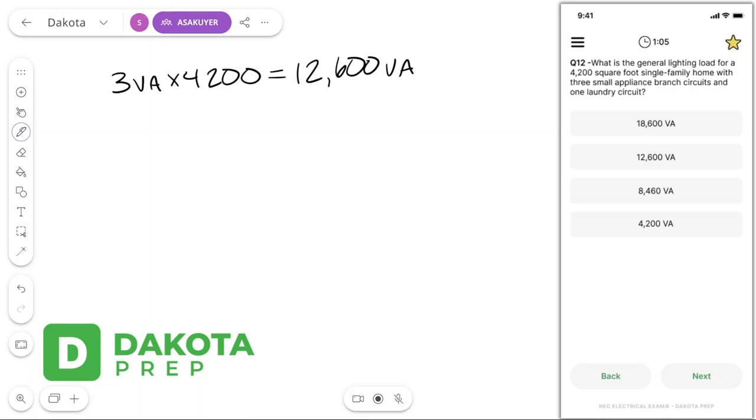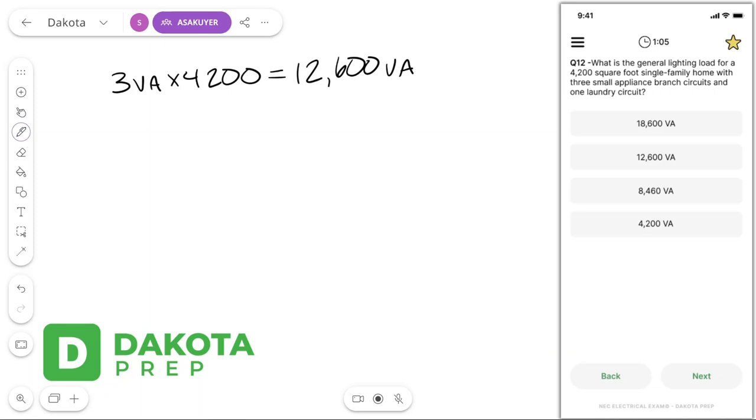But if we look at 220.45, it tells us you don't need all that. The first 3,000, we need 100% of that. But any load that we have beyond the 3,000, we only need to account for 35%. What they're really saying is, we know you're not going to have all those lights on, and you're not going to be using all those receptacles at the same time. So you don't need all of that power for your general lighting load.